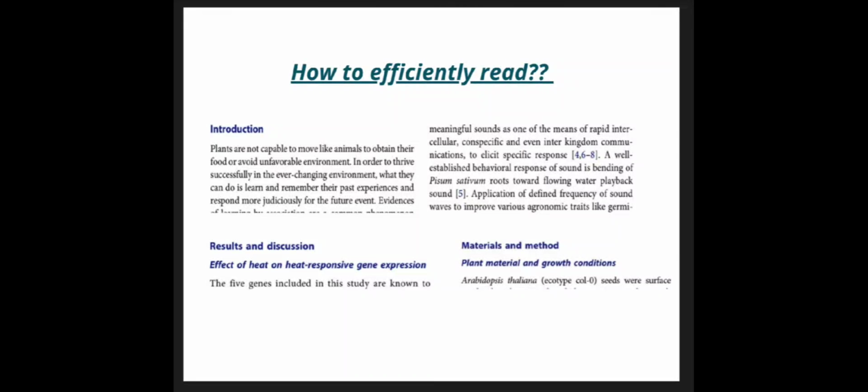Next, read the result and the discussion section. Check the figures and tables to understand the reason better. This way, you can reduce the number of papers you actually read so that you can have a deeper and more sincere look at the whole paper. Next, you can check what the materials and the methods are that they followed for their experiment.